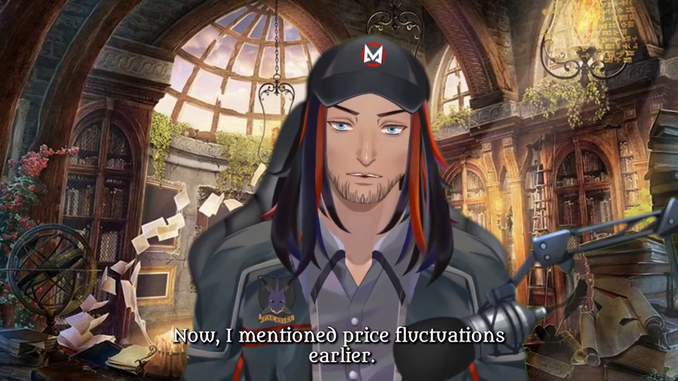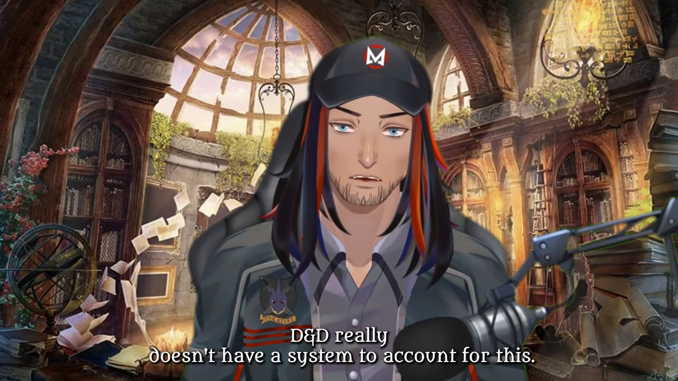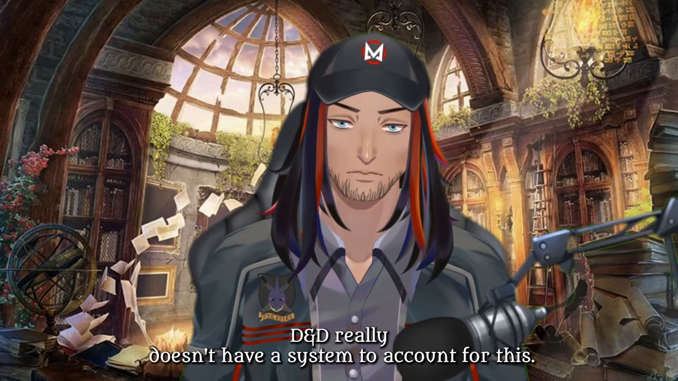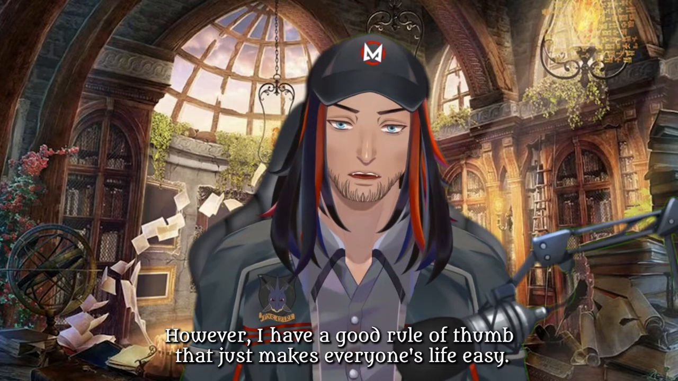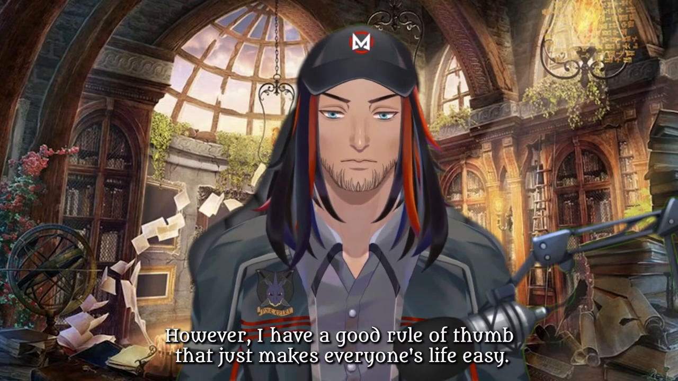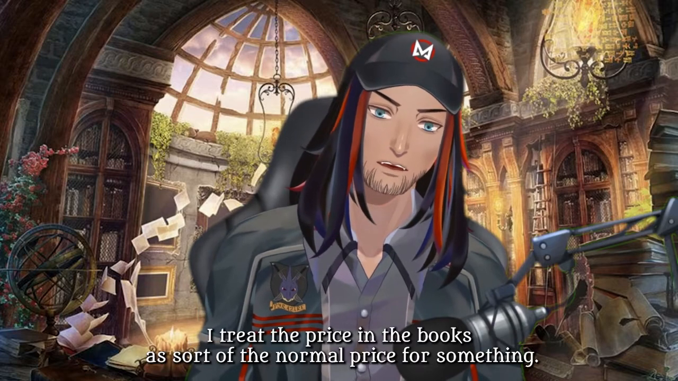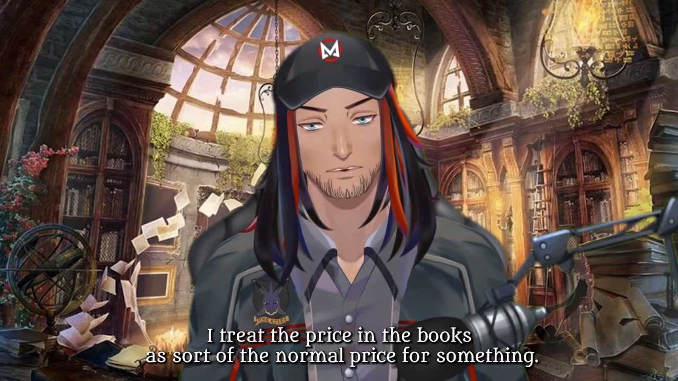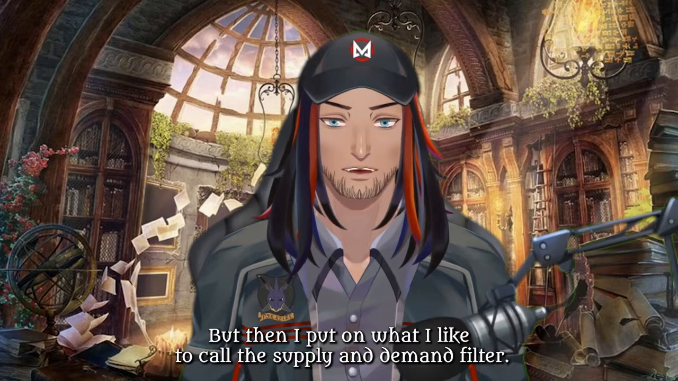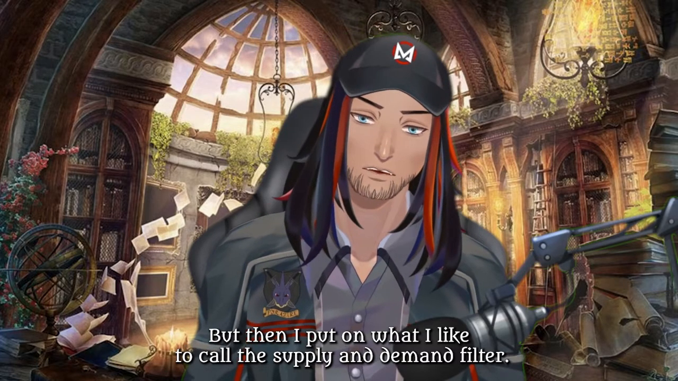Now, I mentioned price fluctuations earlier. D&D really doesn't have a system to account for this. However, I have a good rule of thumb that just makes everyone's life easy. Generally speaking, I treat the price in the books as sort of the normal price for something. But then I put on what I like to call the supply and demand filter.